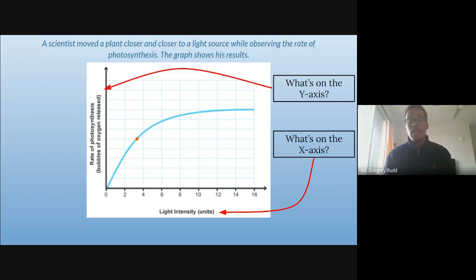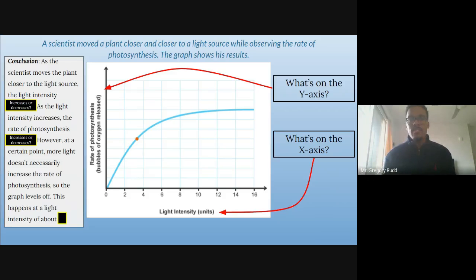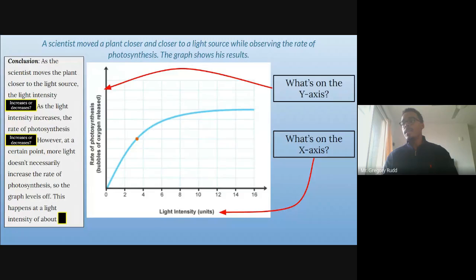So I'm going to go ahead and share it so we're not spending too much time on this warm-up right now, but this is essentially the conclusion that we would hope to see, right? This is good scientific writing. You want to see the words increase and decrease and relationship and things like that in your discussion of a conclusion. So what I wrote, as the scientist moves the plant closer to the light source, the light intensity, what do you all think, increases or decreases? We're moving closer to the light source. Increases. It's going to increase, good.